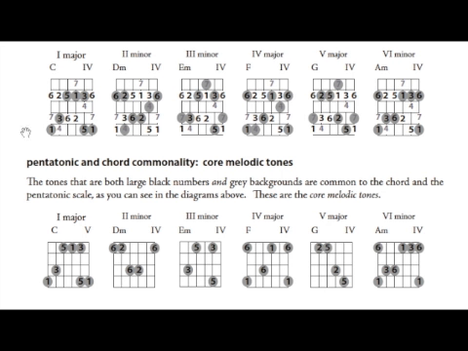Every diagram in that row has A minor pentatonic or C major pentatonic, could be named either one, in the 5th position, shown in the large black numbers. You can see my hand cursor here. Disregard the gray backgrounds, disregard the small numbers, which in this row are 4s and 7s, and other than that you see 6, 1, 2, 3, 5, 6, 1, 2, 3, 5, 6, 1. Those are the tones of the C major scale that make A minor pentatonic or C major pentatonic. And look across that row, every diagram has those in common.